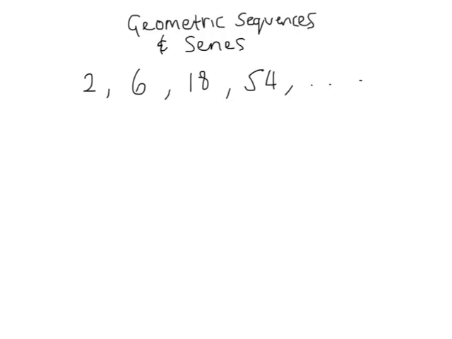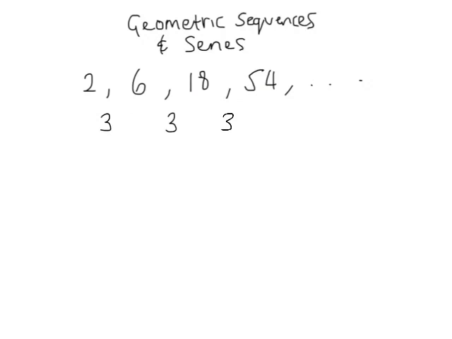Okay, so here we have an example of a geometric sequence. Now, it seems like there's a pattern to this sequence, and what you can actually do is divide one term by the previous term. So 6 divided by 2 gives us 3, and if we do the same for 18, divide that by 6, we also get 3, and 54 divided by 18 also gives us 3.